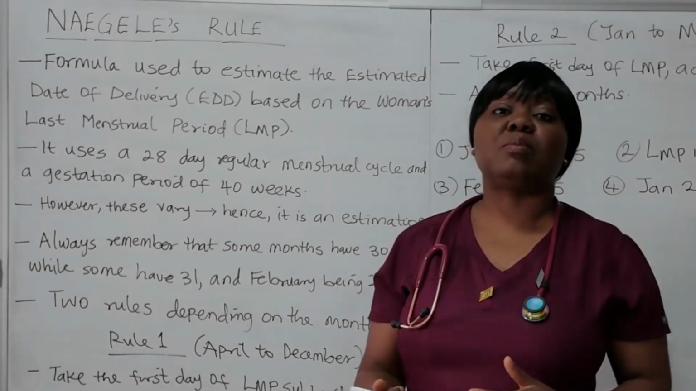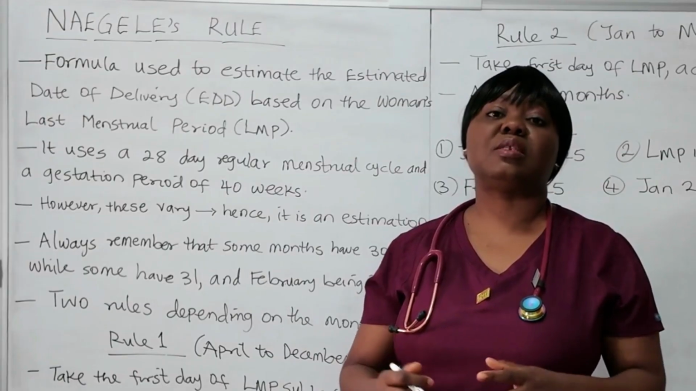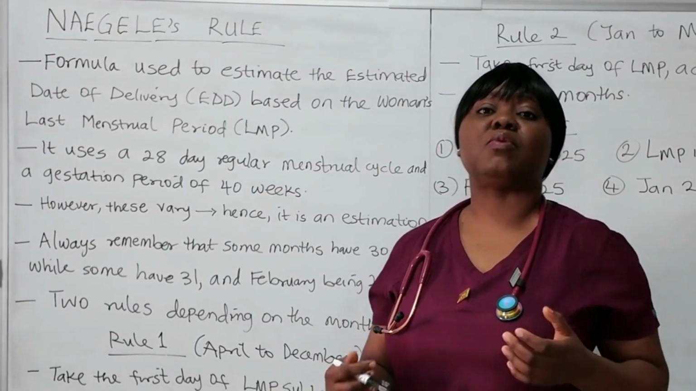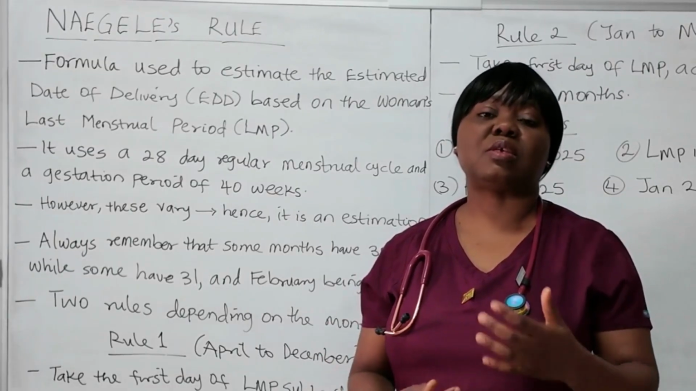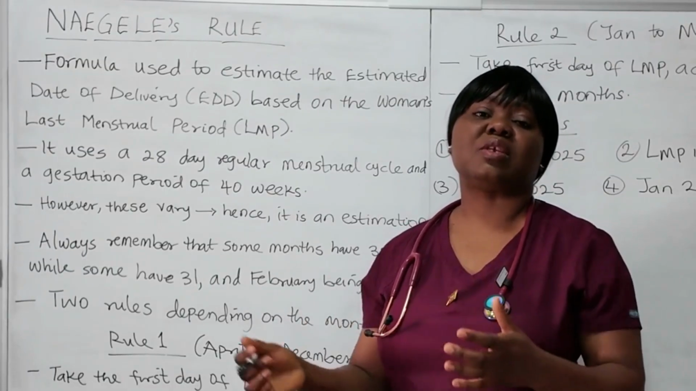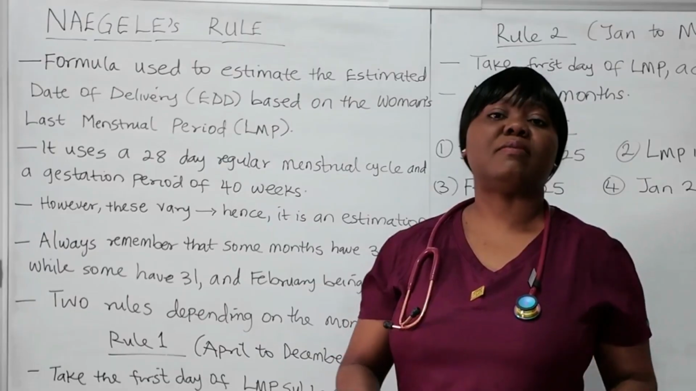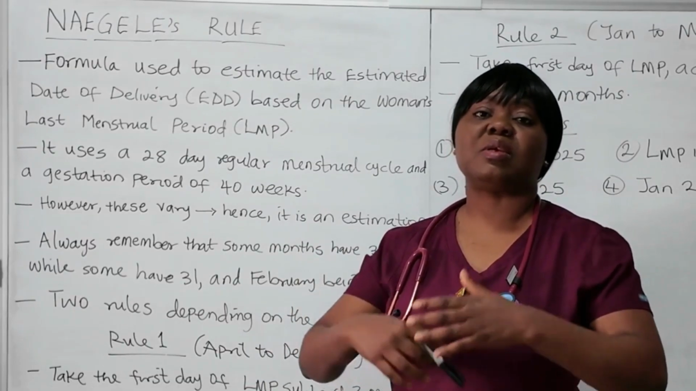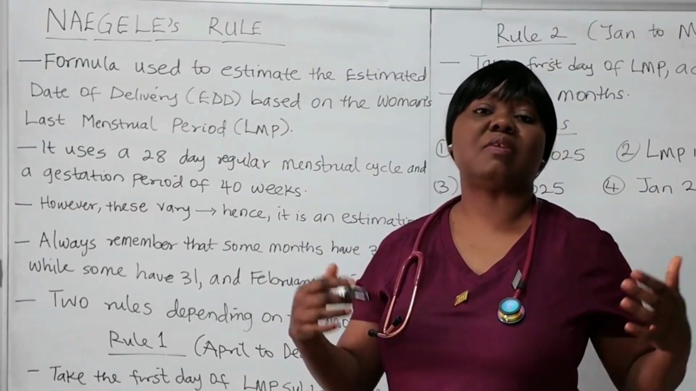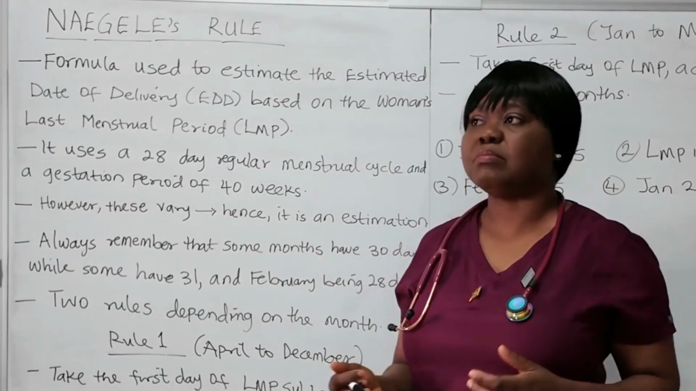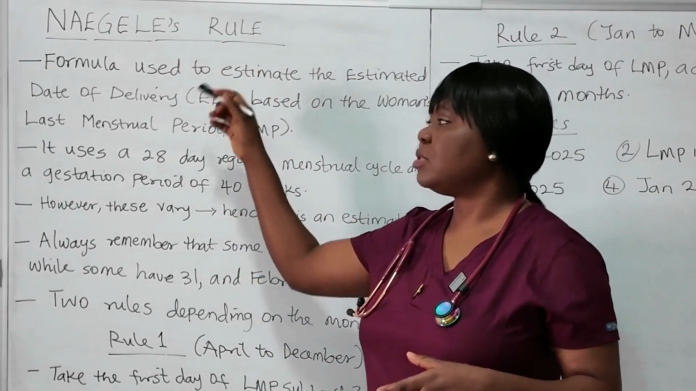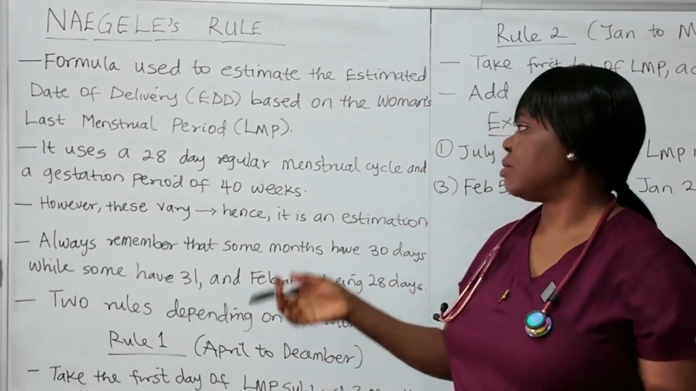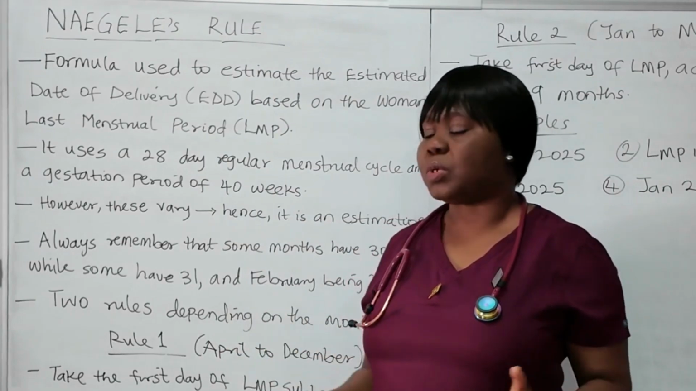Now we need to know that this formula is an estimation, so we're not saying it's a perfect one, because we still need to confirm with ultrasound, especially for women that have irregular menstrual cycles. Some women have a menstrual cycle that's less than 28 days, some have more than 28 days, and it varies just like that. Some may even have a regular 28 days and after some time it changes, so it's an estimation. But we just want to say that Naegele's rule is based on a regular 28-day menstrual cycle. That's about a gestation period of 40 weeks.